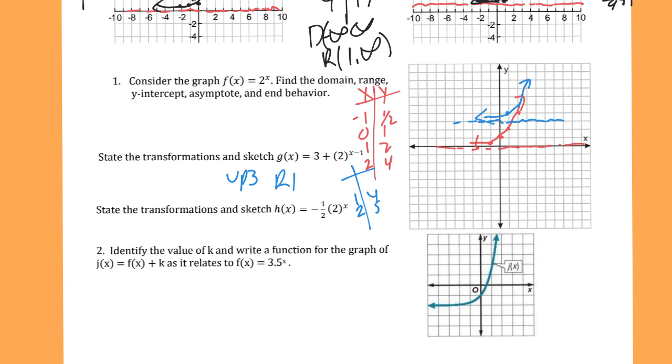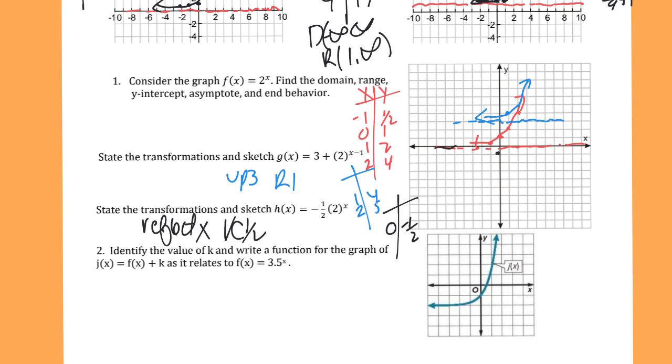Okay, and so, great. The next one is going to be, see if you can figure out those transformations. It's going to be reflected across the x-axis vertically. It's going to be vertical compression by half. And that's it. And again, since it's not shifted left or right, we can kind of start with 0. And so 2 to the 0 is 1, and negative a half times 1 is negative a half. Awesome.